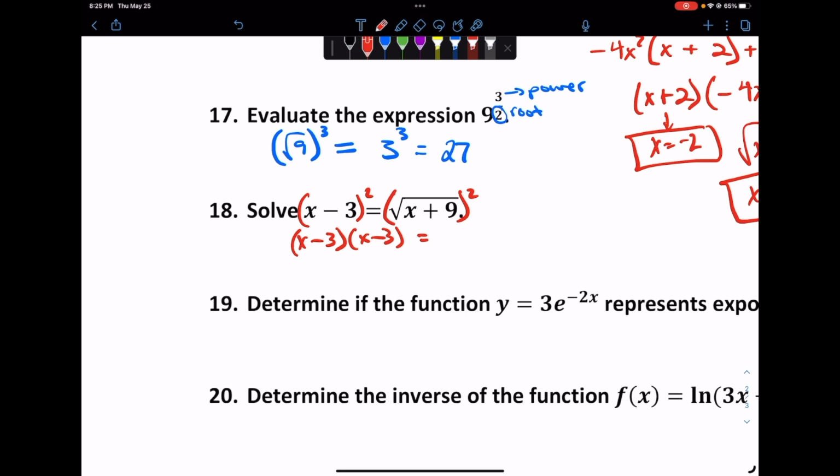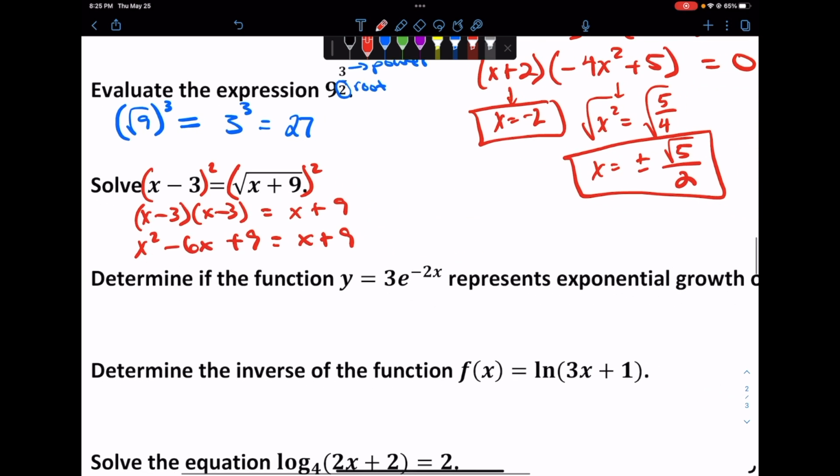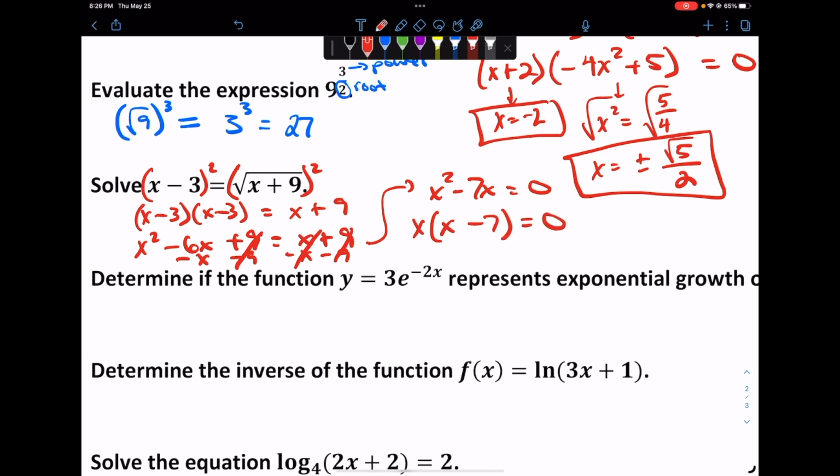That's not x squared minus 9. Then we have x plus 9 over there. So this is x squared minus 6x plus 9 equals x plus 9. This is going to work out kind of nice when I subtract x and 9 from both sides. I will get x squared minus 7x, and then the 9's go away. So I get 0. So I have x times x minus 7. So my two solutions are x equals 0 and x equals 7.